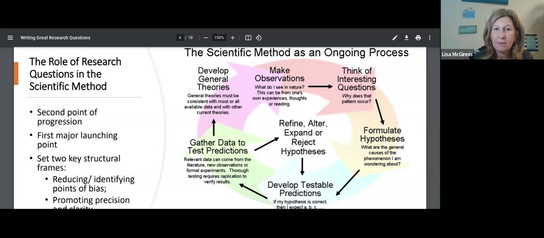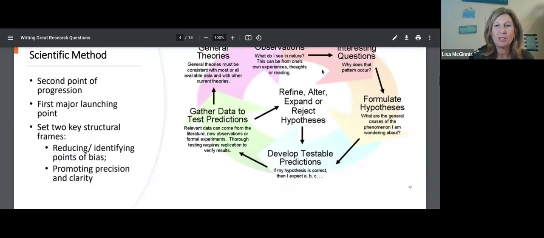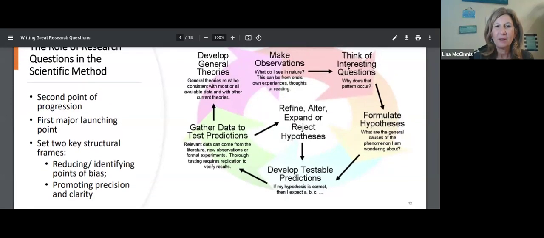I'm going to get my information. I'm going to gather all that data. And then from there, I'm going to end up with a general theory, either proving or disproving my hypothesis. So that's the scientific method. So where does a research question fit in? Well, the research question goes right here. It's where we start to develop the question in order to refute or support our hypothesis.